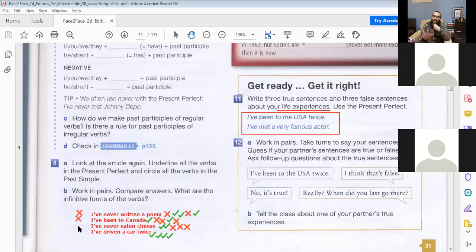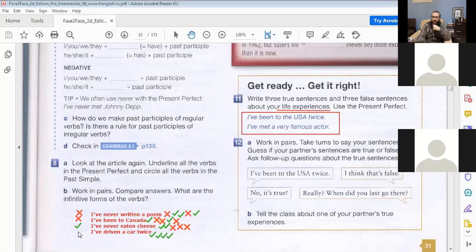But I mean, there's a part of childhood you can't remember, right? Yeah, but my mother told me that. Does your mother like cheese? She liked it. Okay, strange. All right, so you've never eaten cheese. Okay, and you've driven a car twice. Is this true? Yes, it's true.